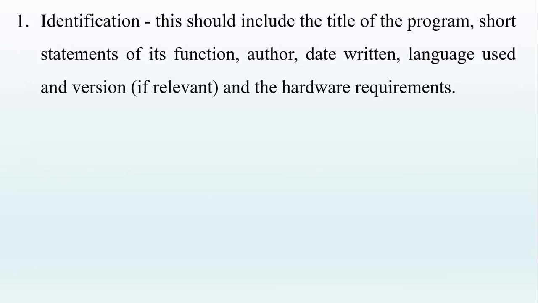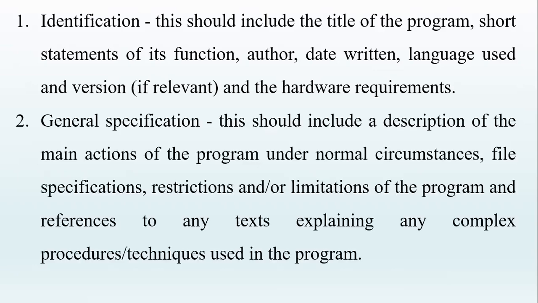Identification should include the title of the program, a short statement of its function, the author, date written, the language used and the version where relevant, and the hardware requirements. In the general specification, we include a description of the main actions of the program under normal circumstances, file specifications, restrictions and or limitations of the program, and references to any text explaining any complex procedures or techniques that have been used in the program.